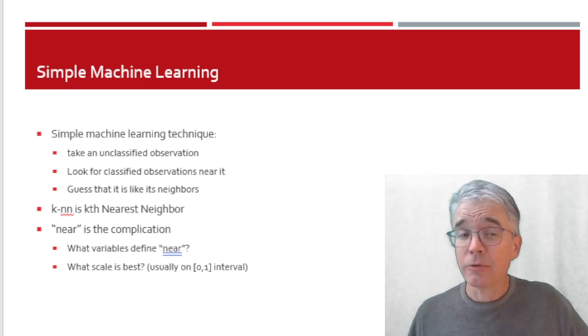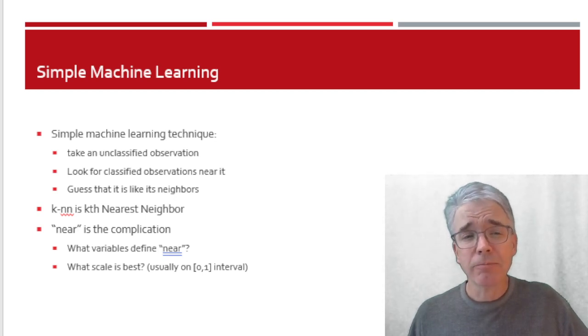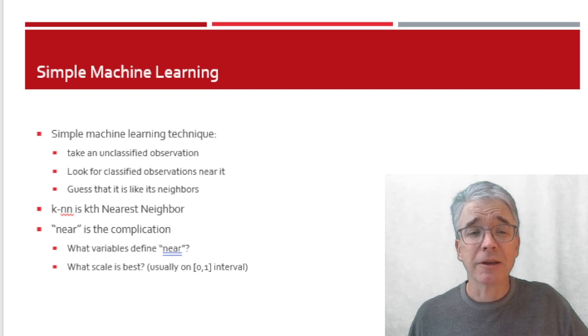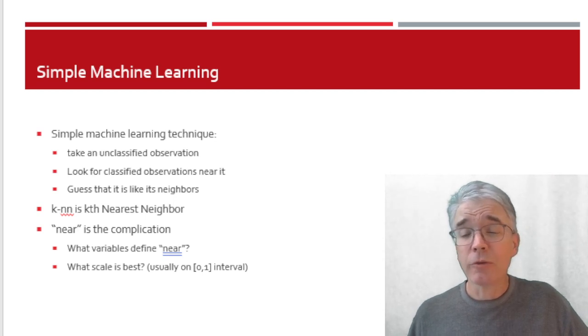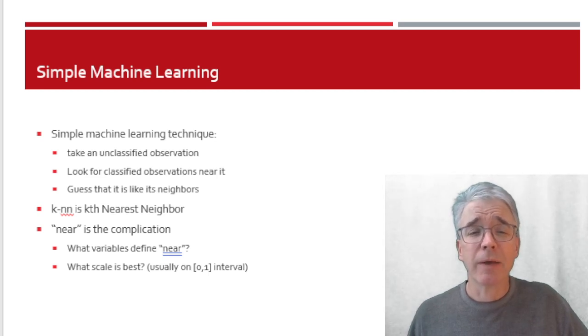The art comes from trying to define near. By what measure are we going to say one thing is near to some other thing? It's a perfectly simple-minded machine learning technique to implement once the background is set up. But there's a lot of complexity about how to set up that background. What exactly is near? How near is near?